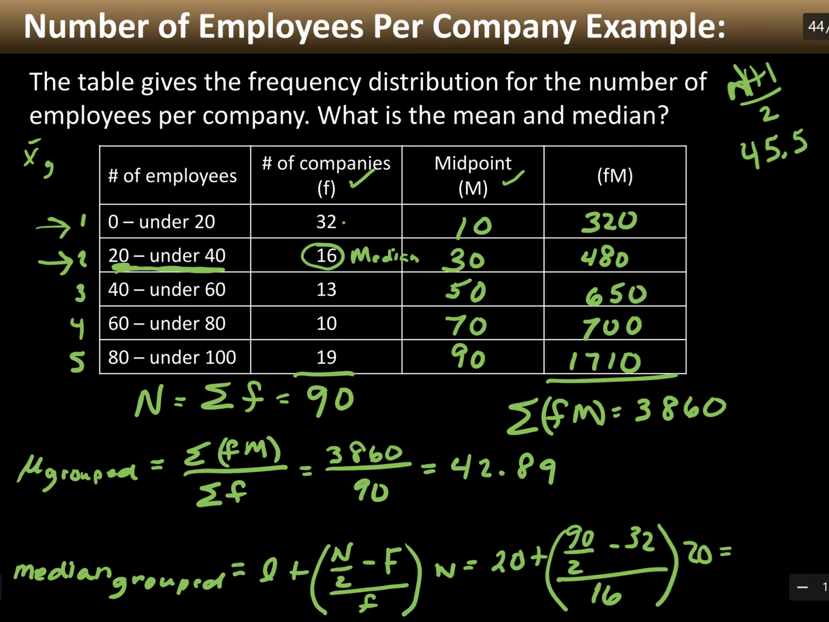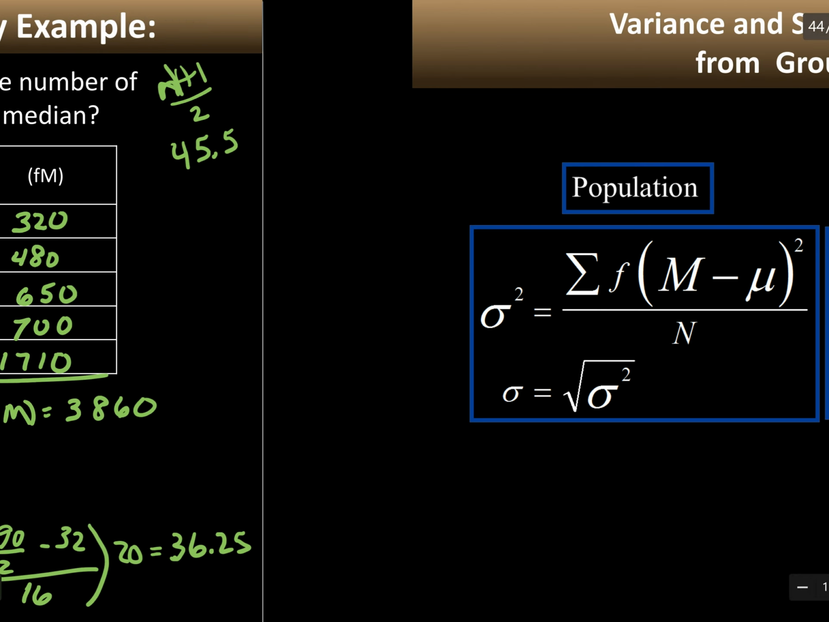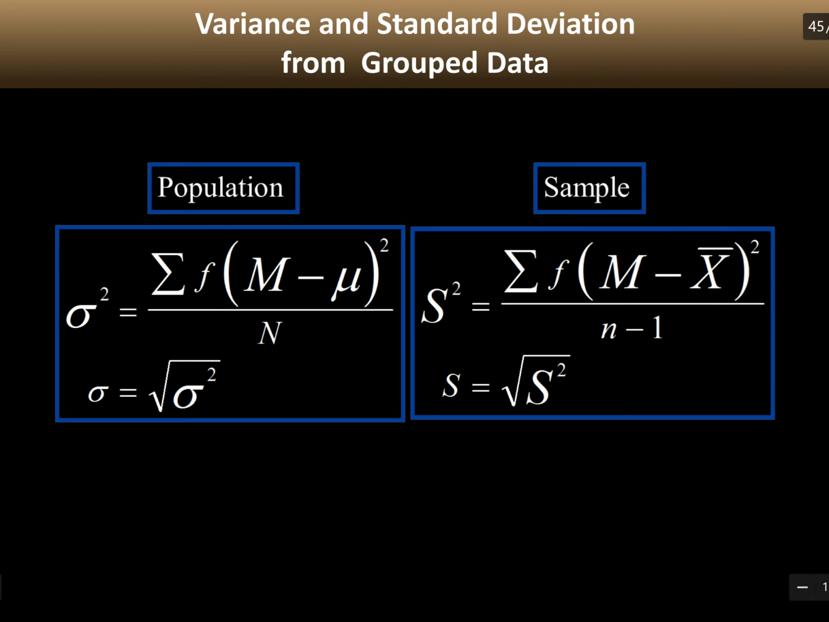So you can simplify this expression to make it easier and to lessen the risk of making a mechanical error when you plug it into the calculator. And so you can simplify it more, and you should get 36.25. So that is the median of the grouped data. So 36.25 employees.